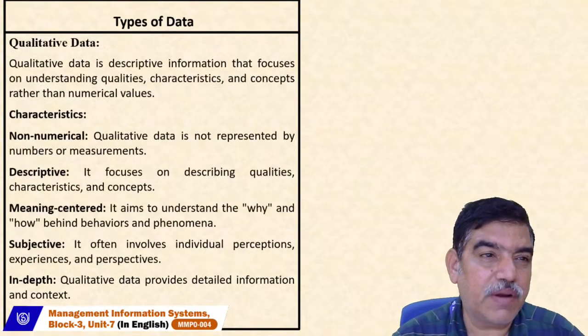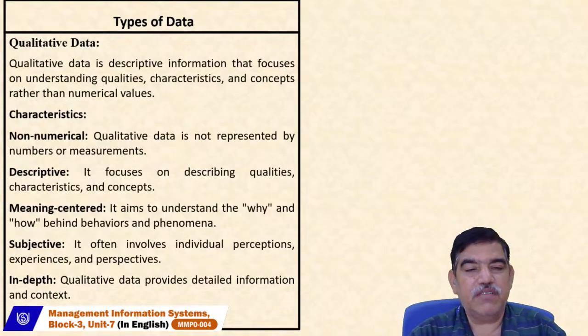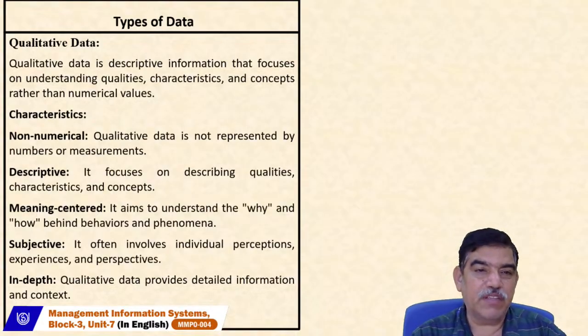Then the other type of data is known as qualitative data. Quantitative: numerical values must be there, it is measurable. Qualitative: it is not measurable, no numerical value. Qualitative data is descriptive information that focuses on understanding qualities, characteristics, and concepts rather than numerical values. So no numerical values are there in qualitative data.